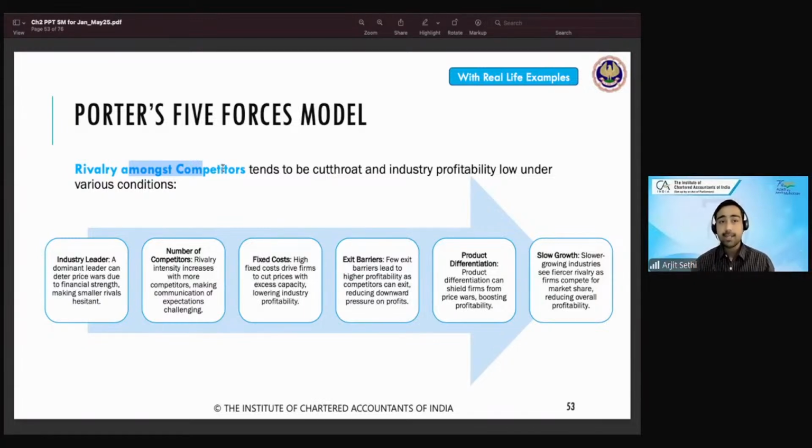Various conditions that create rivalry amongst competitors: no industry leader, a lot of people in the market, fixed costs are really high, you can't exit the business easily, there is no product differentiation, and slow growth. That creates a lot of competition. Not a good place to be for the business. Okay.